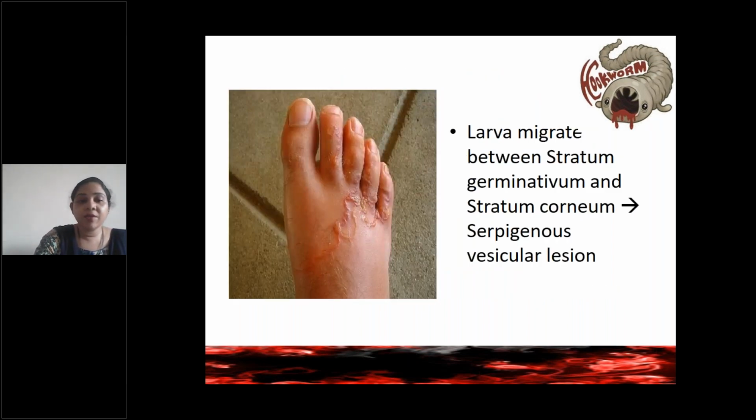See, this is larva migrans. Can you see the picture on the right? Can you see the foot of the person? Wherever the larva is moving, you can see the track on the foot.